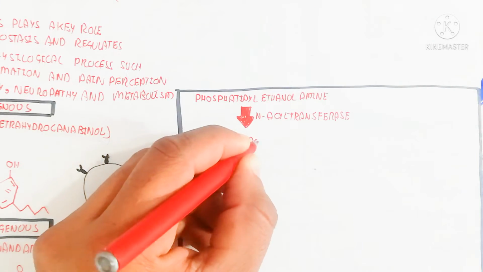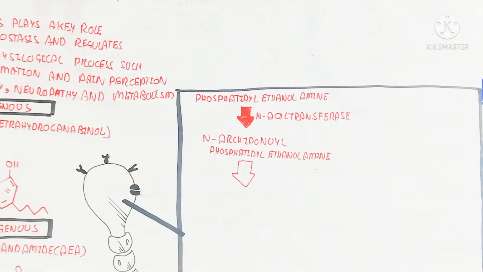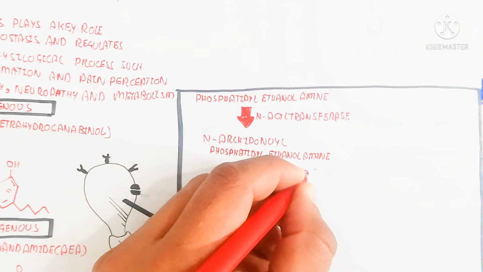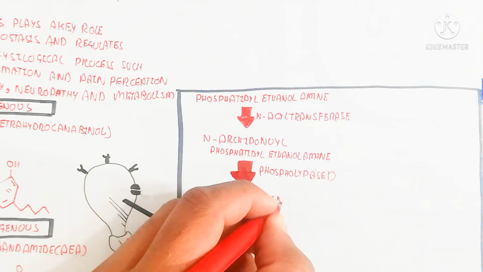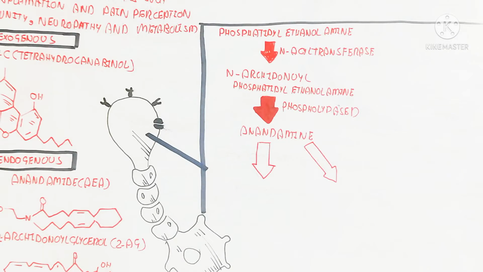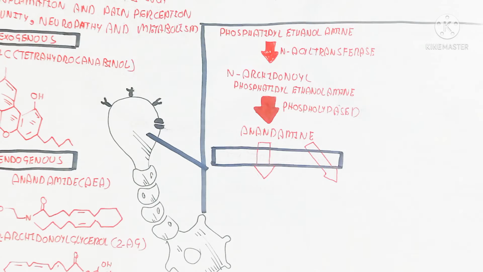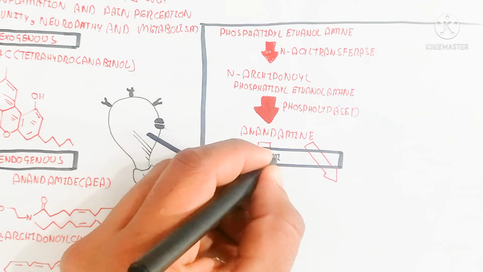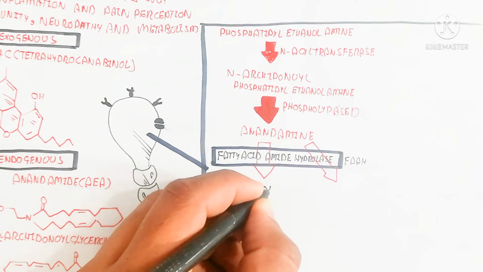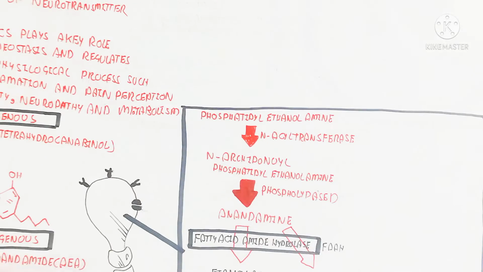So the N-acetyl transferase enzyme is used for N-arachidonyl phosphatidyl ethanolamine formation, and in this way phospholipase D is used for the N-arachidonyl ethanolamine formation, and this is basically the cannabinoid, while the fatty acid amide hydrolase enzyme is used for ethanolamine formation and arachidonic acid formation. This is the degradation, and after this degradation they can be reused. Ethanolamine is used for another mechanism, and arachidonic acid is used for another mechanism.